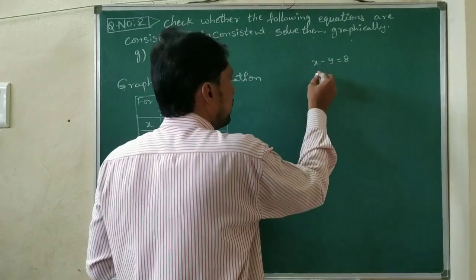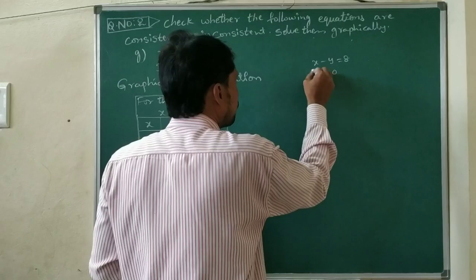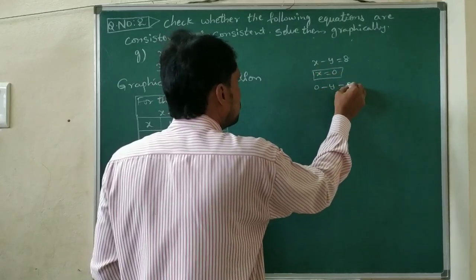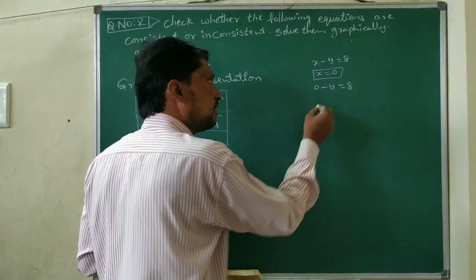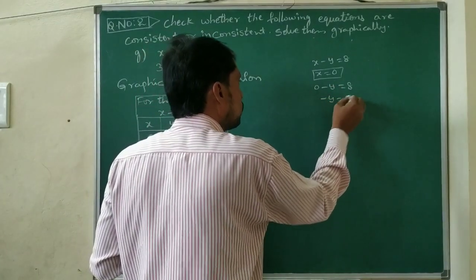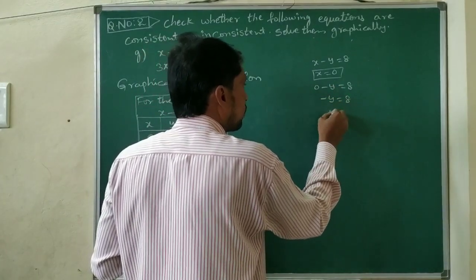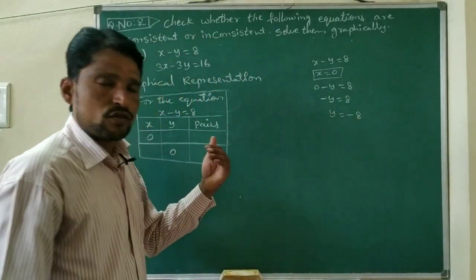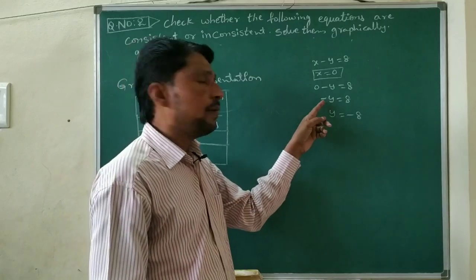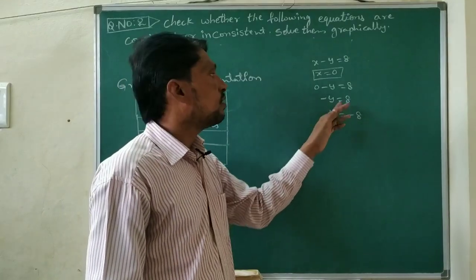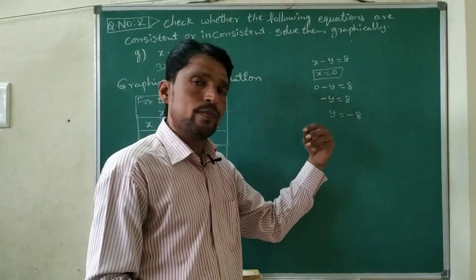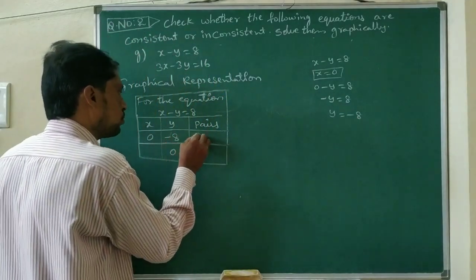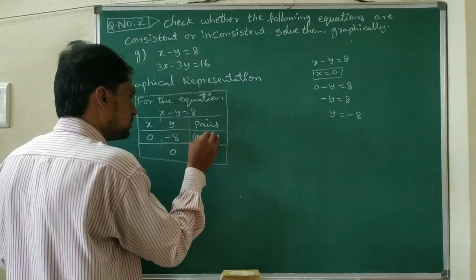Here x value equal to 0 means 0 minus y equal to 8. So 0 minus y, that is minus y equal to 8. Minus y means y equal to minus 8, so multiplying both sides by minus, minus into minus is plus y, and plus into minus 8 gives minus 8. So the pair is 0 comma minus 8.